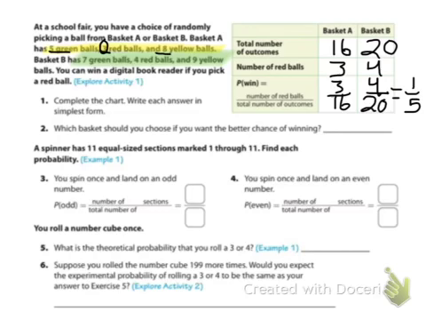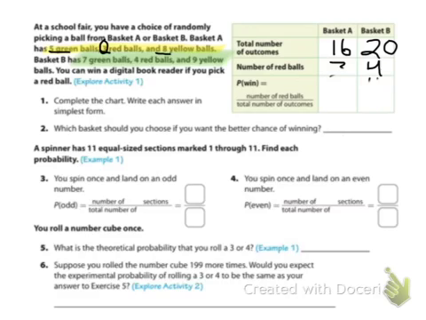Which basket should you choose if you want the better chance of winning? Well, you have 3/16 or 1/5. The better probability is basket B. Now, we should have those written down. If not, we're going to erase so you don't just skip to the end of the video. Moving on.